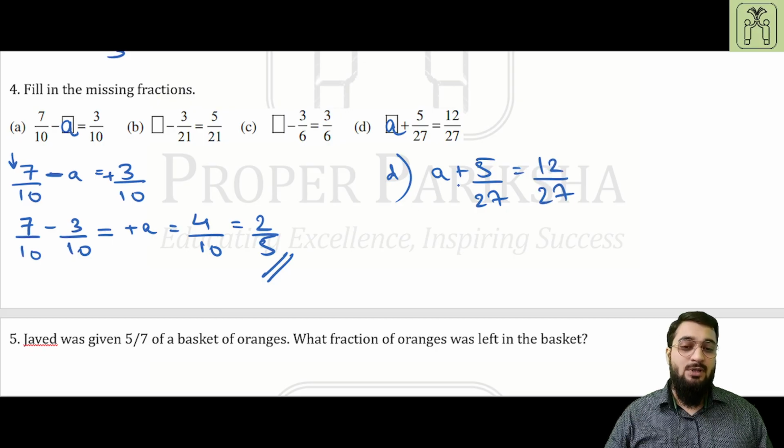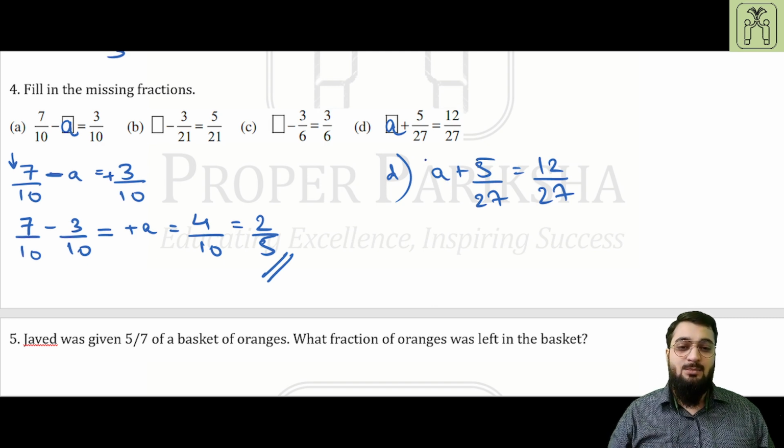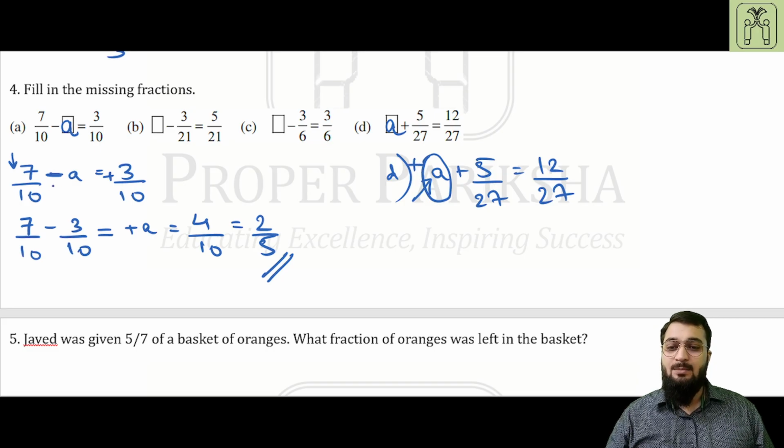Now we have to reverse the algebraic operations in order to find A. The best way is that the sign for the variable should be plus. So we will not intervene with the variable because it is already plus A. In the previous question, the sign for the variable was minus. So that is why we took the variable A to the other side, that is the RHS, and we took the constant, that is the fraction 3 upon 10, to the LHS with the inverted sign.